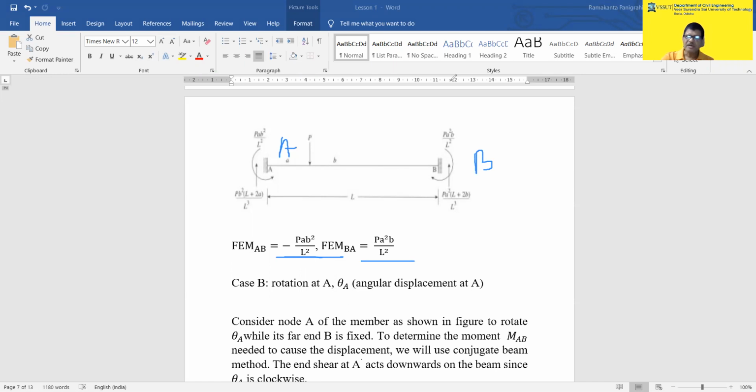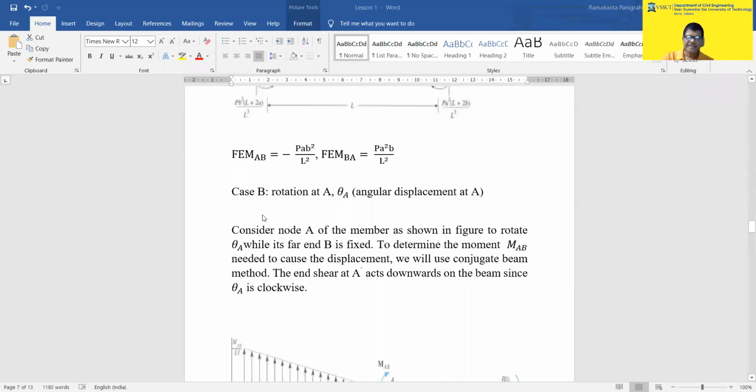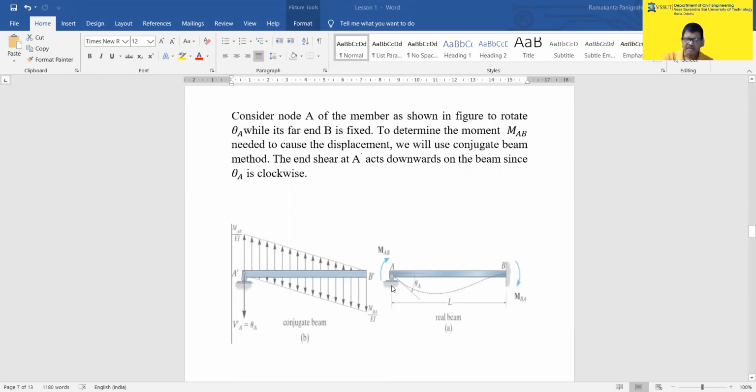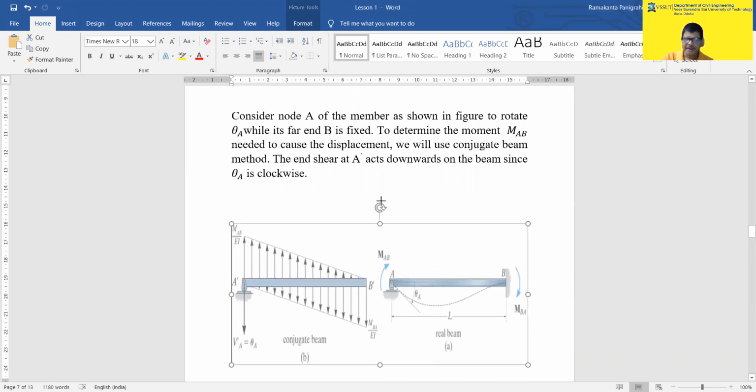Next case will be rotations. Now we'll come to the rotations applied. Case B: rotation at A, theta A, angular displacement. You can see this figure. Now this is the beam, and you apply a rotation theta A. Due to this rotation theta A there is no other load. Only rotation at A, and all others are 0. Rotation at B is 0, and the displacement of B with respect to A is 0.